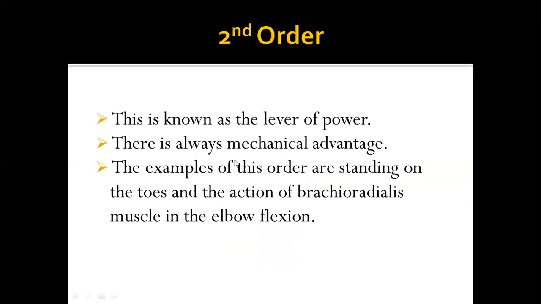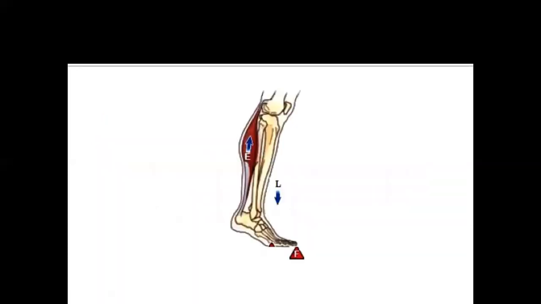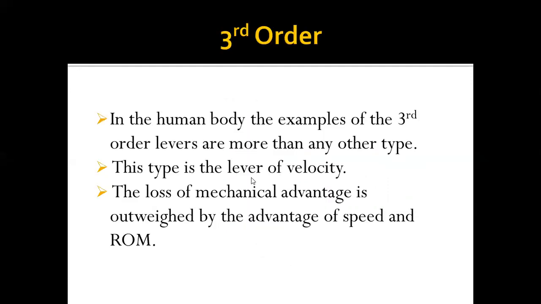Now, second order lever. This is known as the lever of power, as there is always mechanical advantage. The examples of this order are standing on the toes and the action of brachioradialis muscle in elbow flexion. So when we are standing on the toes, the fulcrum would be the metatarsophalangeal joint. The load would be the body weight on the ankle joint, and the effort would be applied from the contraction of the calf muscles. So this is the example of the second order lever.